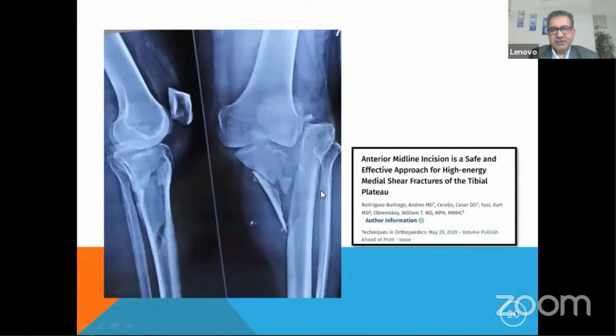But then you have some situations, which is a high energy medial shear fracture, where there's central depression, the lateral meniscus has been interposed, and this is a fracture dislocation. And again, this is a very recent paper, I think in May 2020, where they have said that anterior midline incision is a safe and effective approach for high energy medial shear fractures of the tibial plateau.